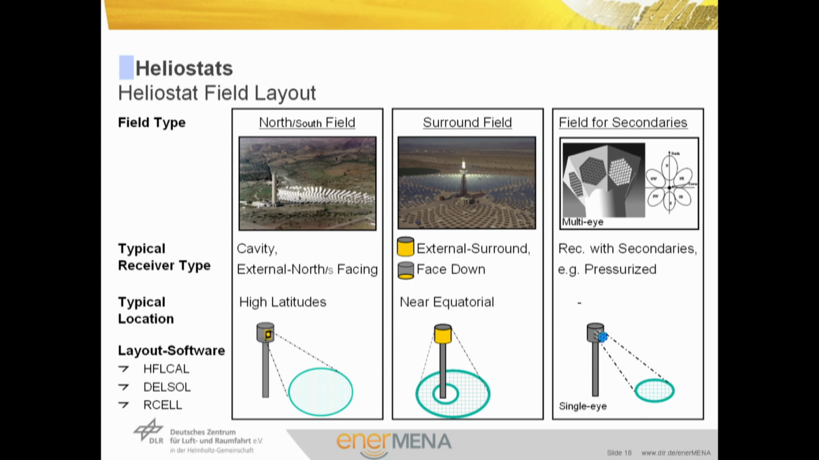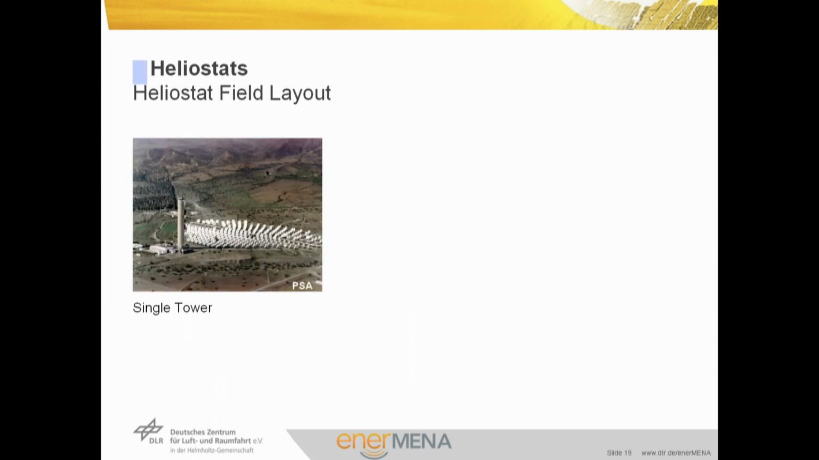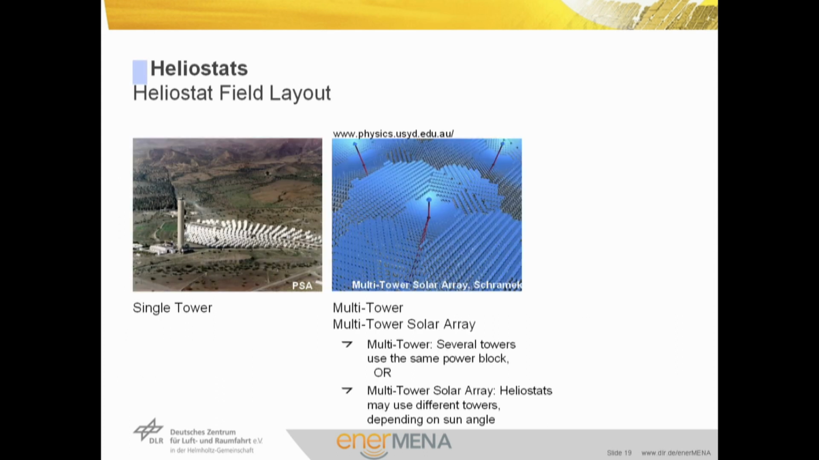There exist different layout software tools which optimize the individual heliostat positions, the tower height, and the orientation of the receiver. Some of them are listed here, for example, HFLCAL, DELSOL, RSOL. More exist on the market. We can also have different tower configurations. For example, a single tower, like here at PSA, or you can think of multi-towers, or even multi-tower solar arrays.